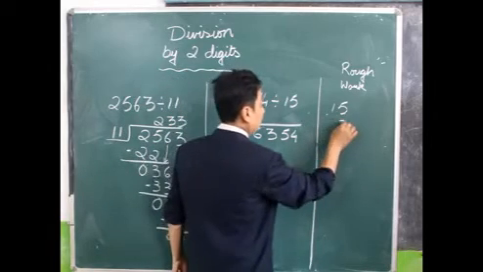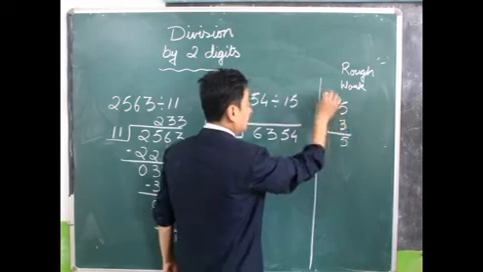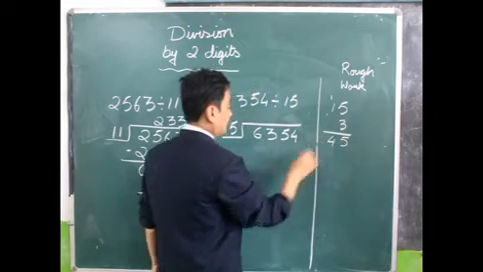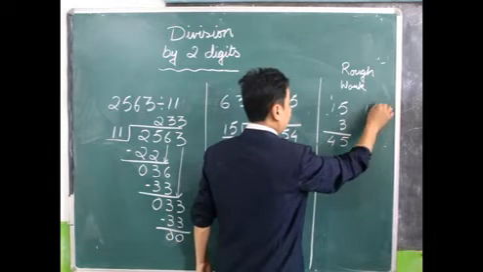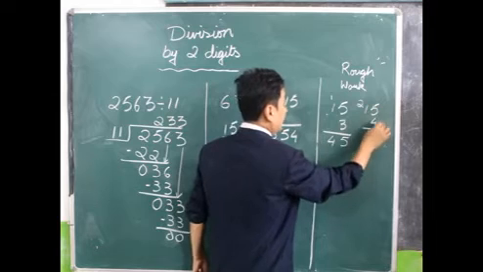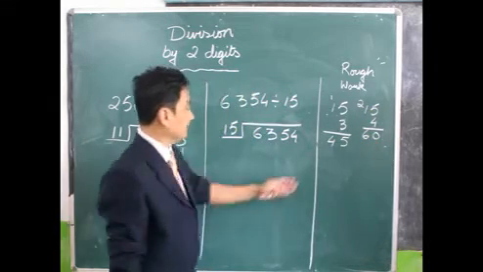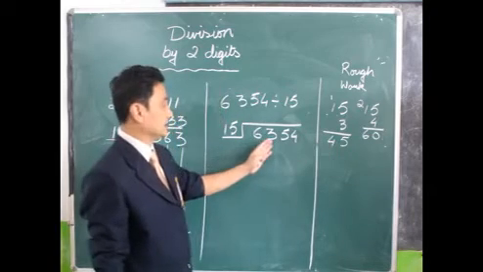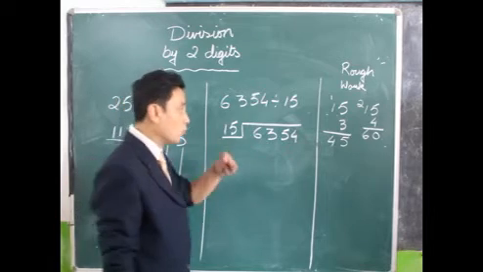Let's do 15 threes. 3 fives are 15. 3 ones are 3 plus 1, 4. 45. Maybe it's still small. So let's do one more time. 4 times. 5 fours are 20. 4 ones are 4 plus 2, 6. We've got 60 and 63. We have found our number. But let's do one more.